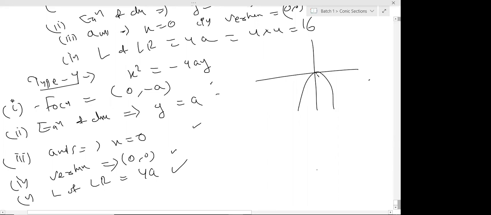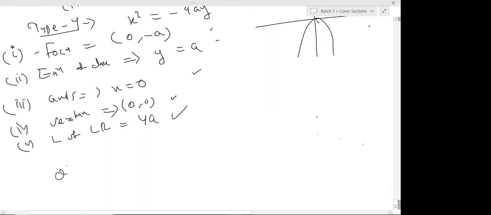All right, try to solve this question. If you have x square equals minus 8y, try to find all the values.